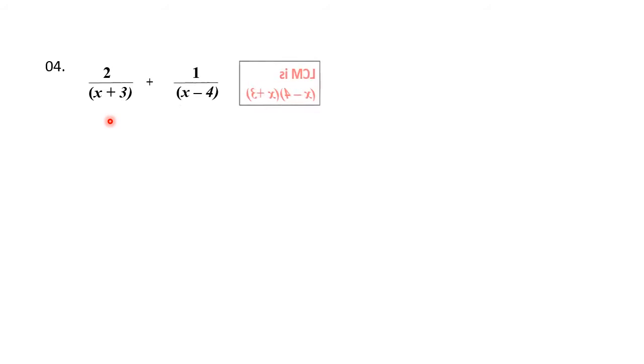2 over x plus 3 into 1 over x minus 4. Here x plus 3, x minus 4, two different expressions.